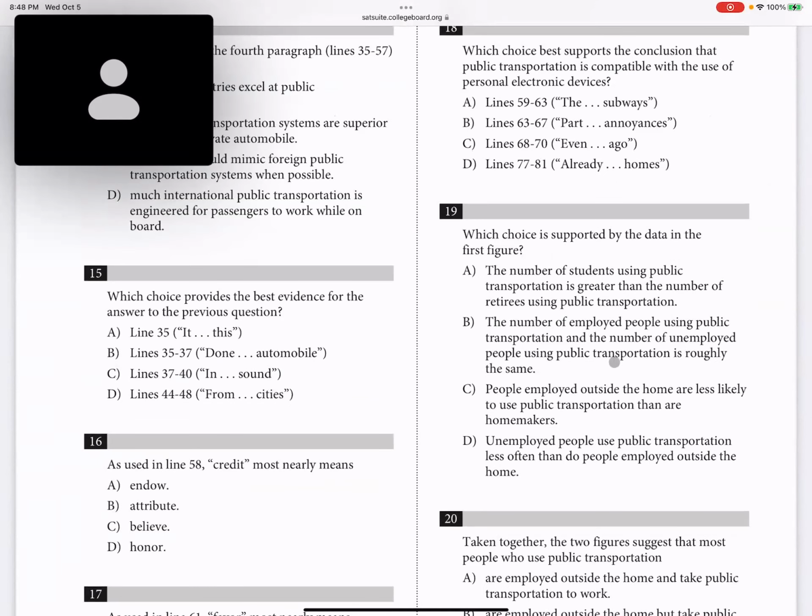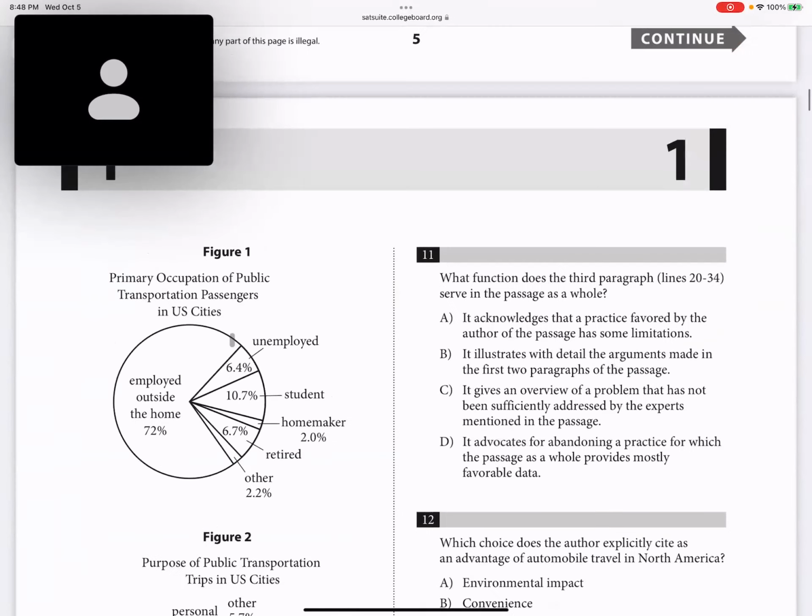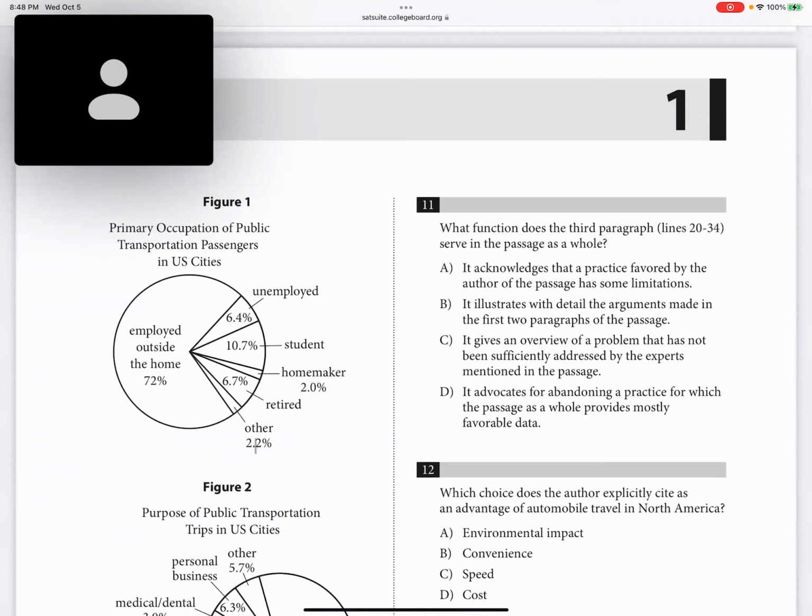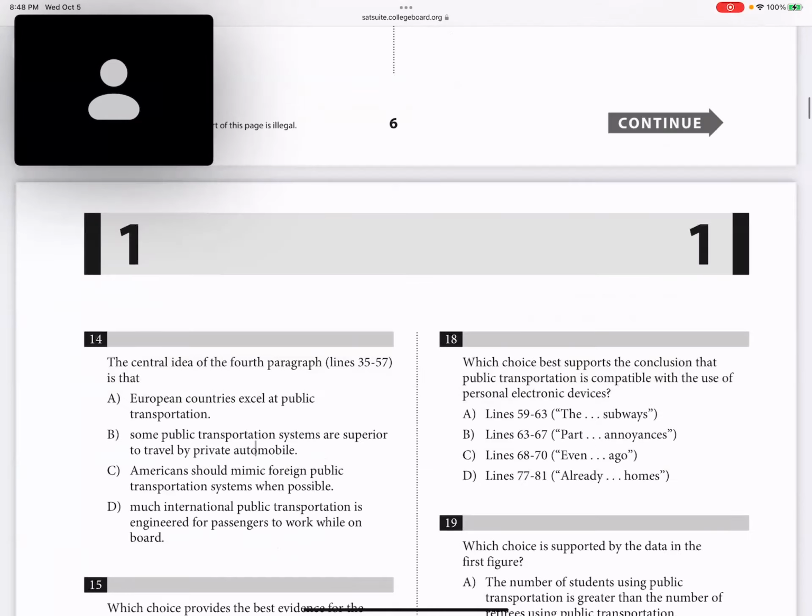Which choice is supported by the data in the first figure? All right, so figure 1, primary occupation of public transportation passengers. Most of them, what are the vast majority? Like, where are they employed? If we look at this, this is the biggest takeaway from this chart. The vast majority of people using, yeah, is outside the home, right? Which obviously makes sense. Absolutely, very good. All right, so let's see.